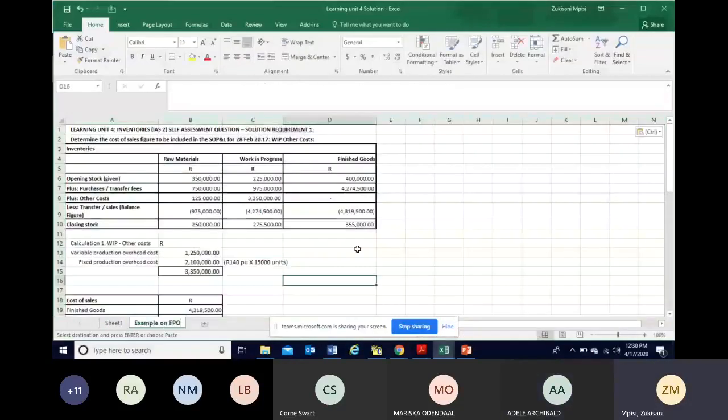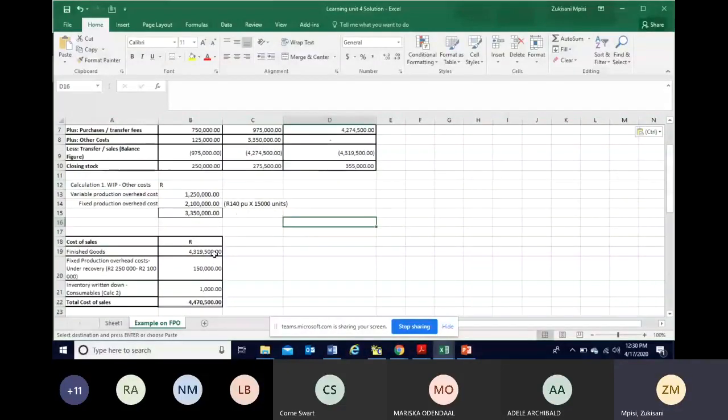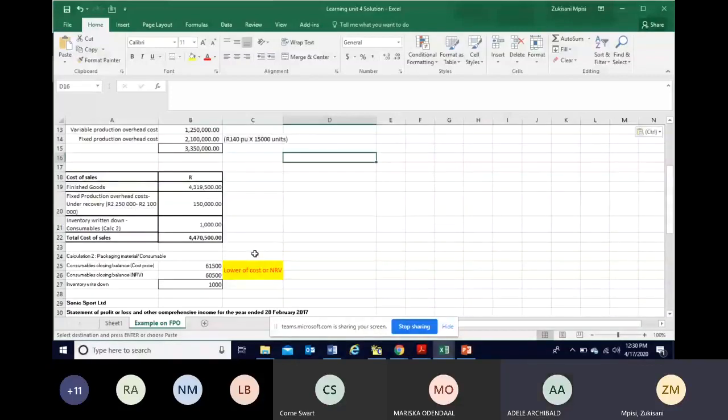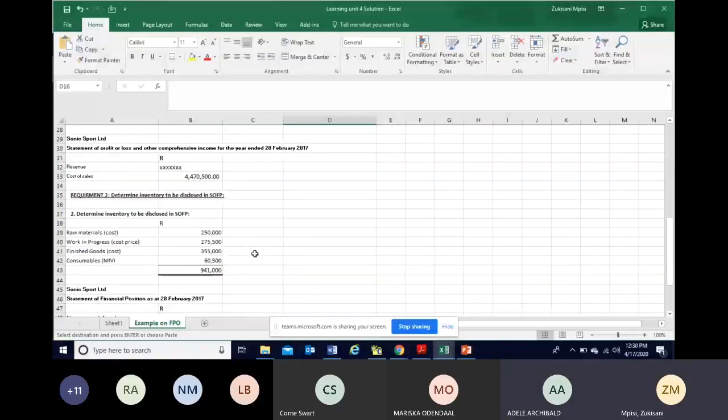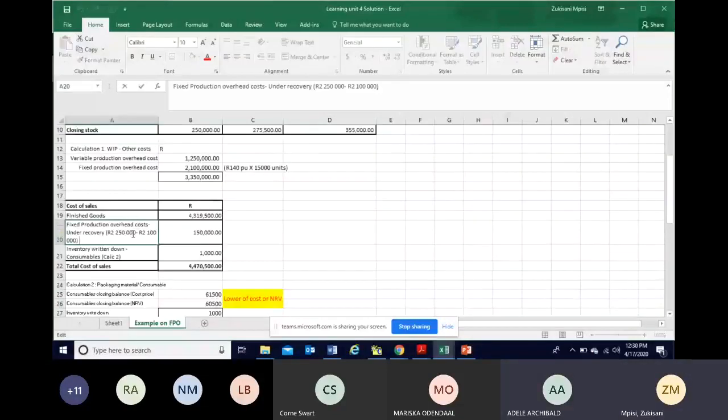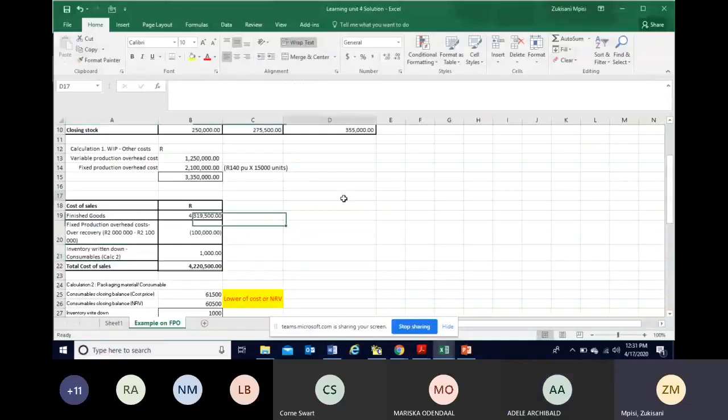Example on fixed production overhead. Now the question is, what happens if the actual cost, in the question that you are given, was 2 million. That's what the question is asking. So if this was 2 million, I'm going to explain this now. This means the actual fixed production overhead would have been 2,100,000.